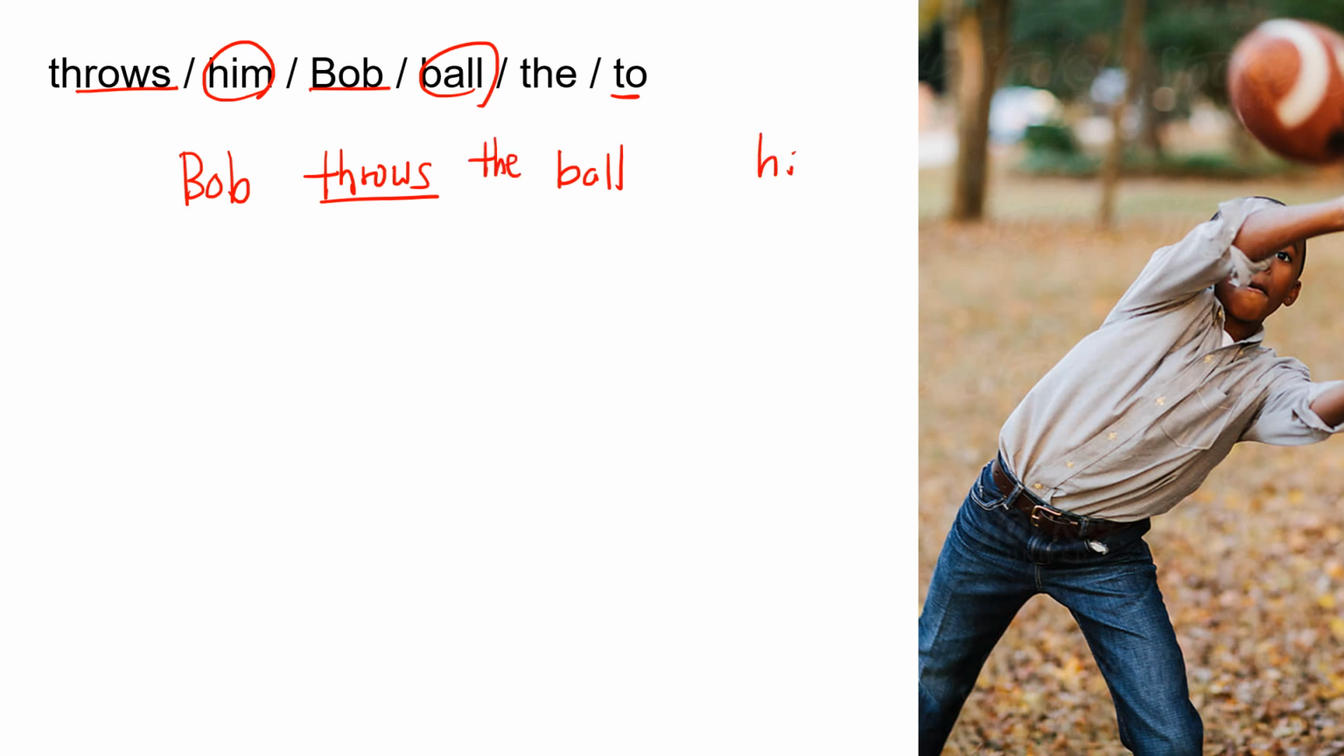The last one. Bob is the subject, Bob. And then throws, T-H-R-O-W-S. Throws what? This is transitive, so you need an object. Here, this is an object, and this can be an object too. But here we have to him, so Bob throws the ball, and then to him. Bob throws the ball to him.